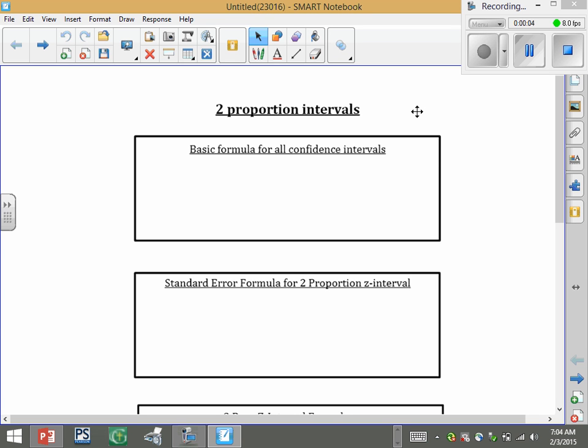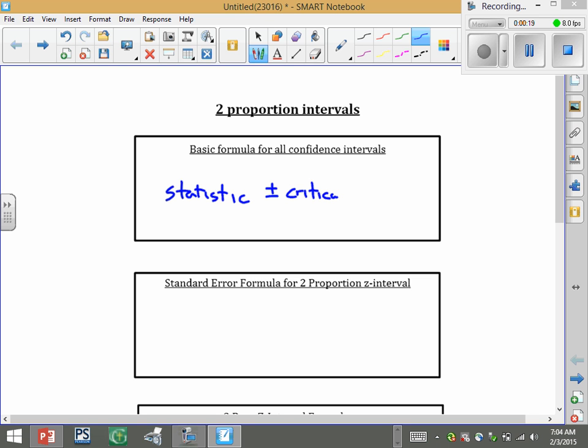We'll take a look at two proportion intervals very quickly. Quick reminder, basic formula for all confidence intervals. Remember, it was your statistic plus or minus your critical value, and then you multiply that by your standard error.